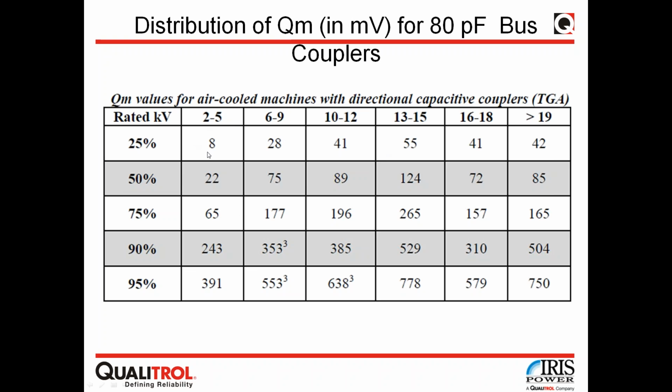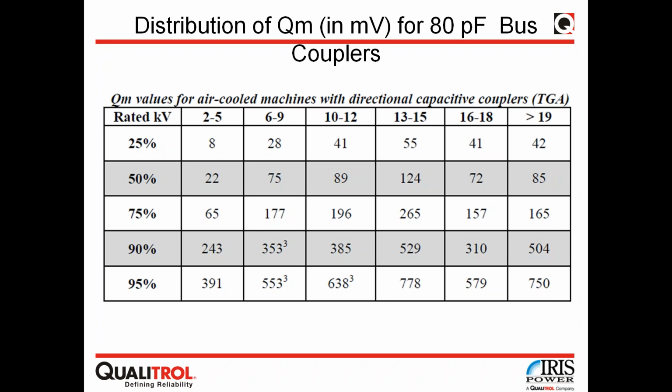What does it mean? If you take a look at the first column, 2 to 5 kV, you can see that 25% of the machines will have a QM less than 8 millivolts. So that is very low partial discharge. But if you go up to 90, then we'll find that 90% of the machines will have a lower PD than 243 millivolts, which is considered to be high.